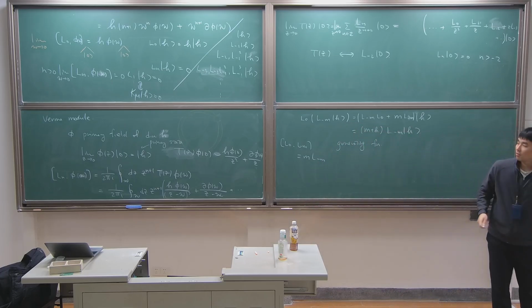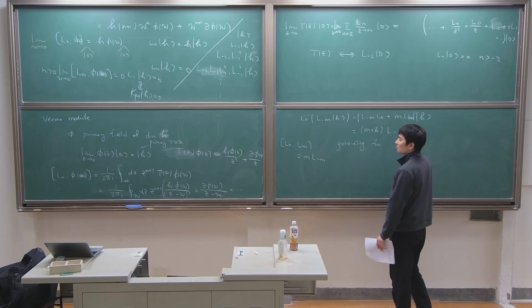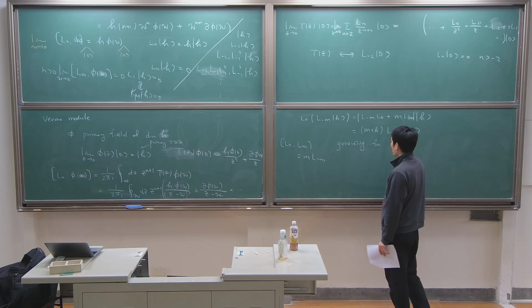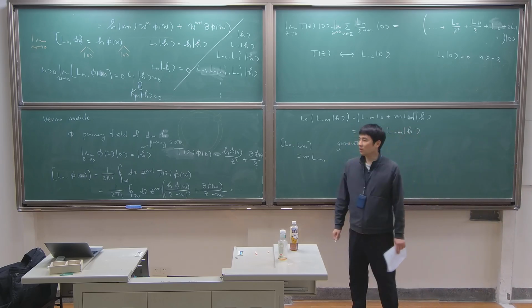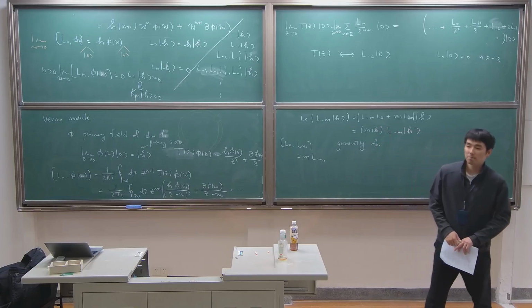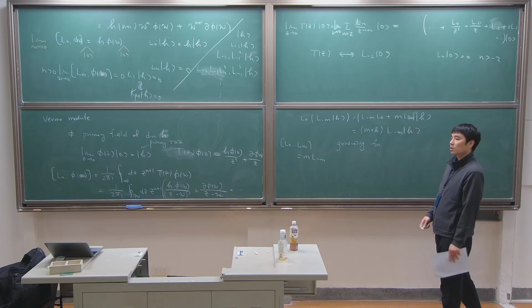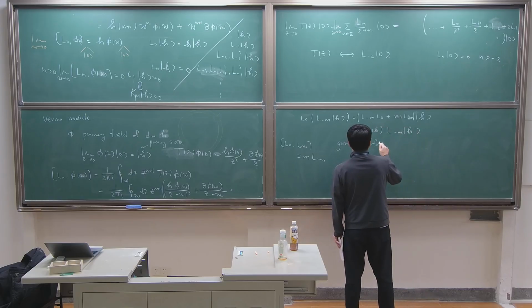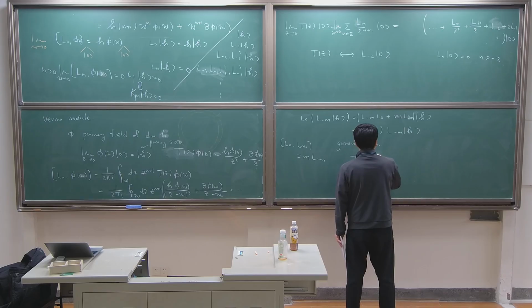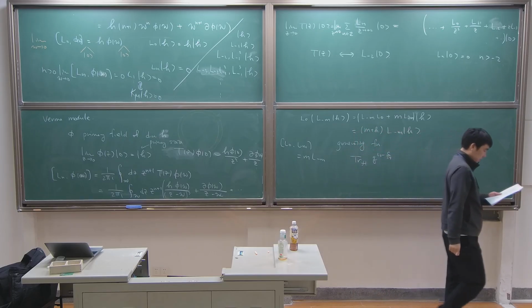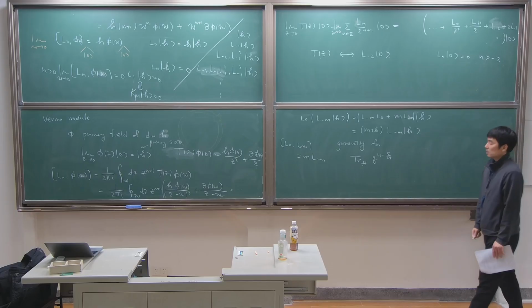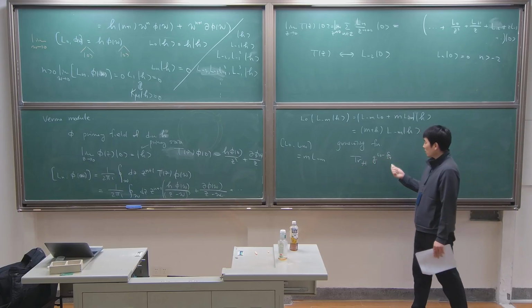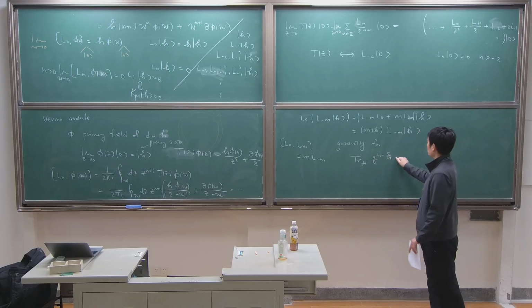And the generating function, most likely in Chinese is called 配分函数. So this is the trace over the Hilbert space of q to the L0 minus c over 24.